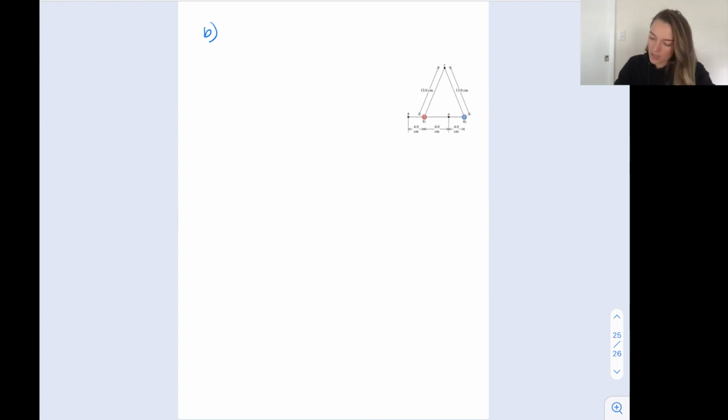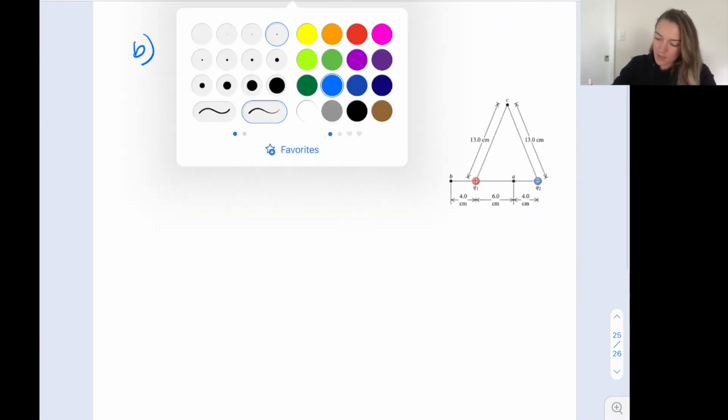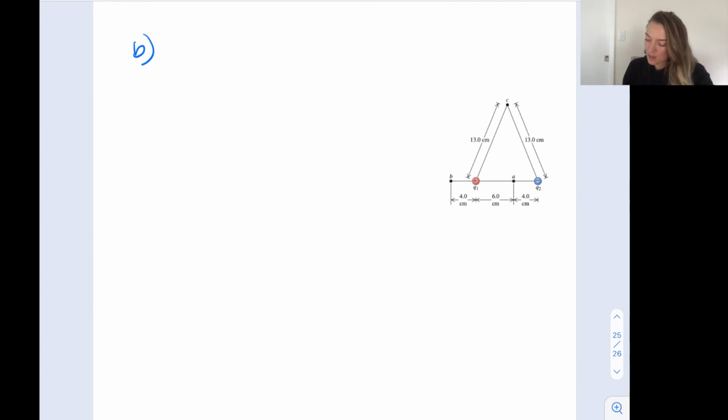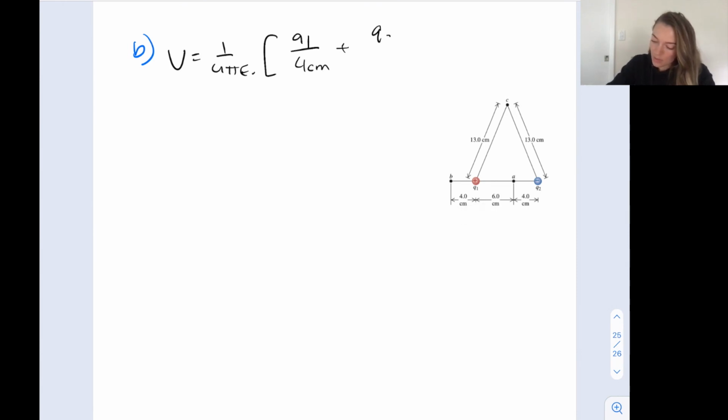All right, so let's do location B. At location B, we can just add up our contributions from each charge again. So the total potential will be Q1, which is a distance now of 4 centimeters from location B, so that will be 0.04. We'll just keep it at 4 centimeters for now. Then Q2 is now a distance of 10 plus 4, so it's now 14 centimeters from location B. And now we can just add those up, plug in some numbers.